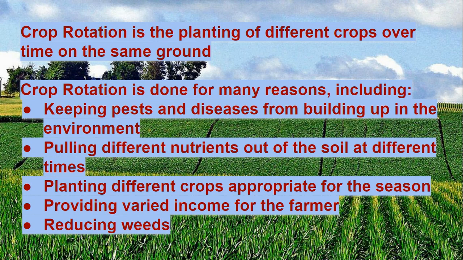The reason why we rotate crops rather than planting the same thing in the same place is that there are many reasons. The main ones are keeping pests and disease from building up in the environment. This is probably one of the main reasons that people do crop rotation. When you grow a crop, for instance green beans, there are certain pests that affect green beans. They are specific to green beans.